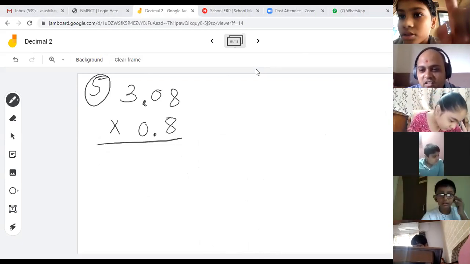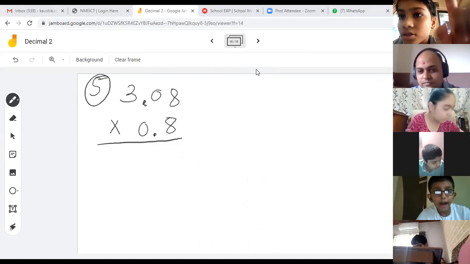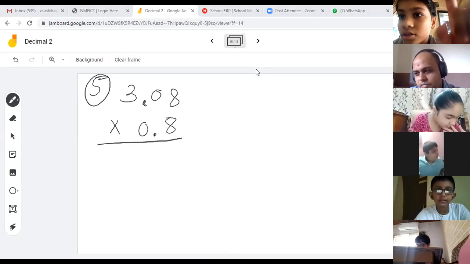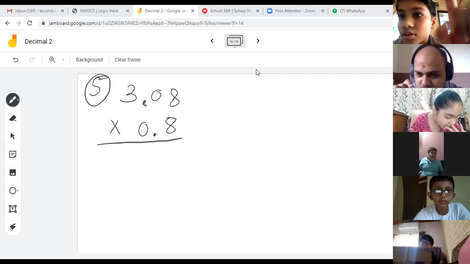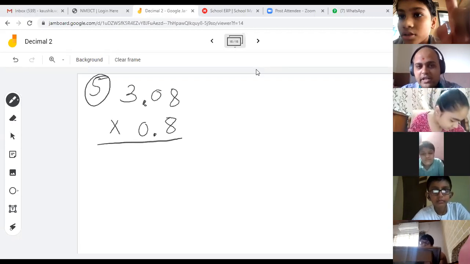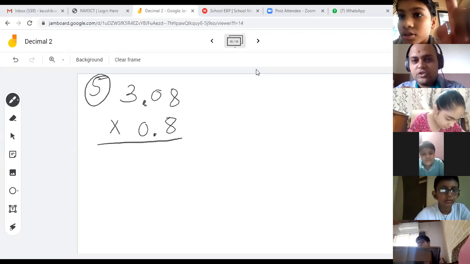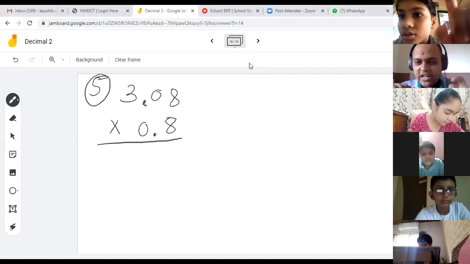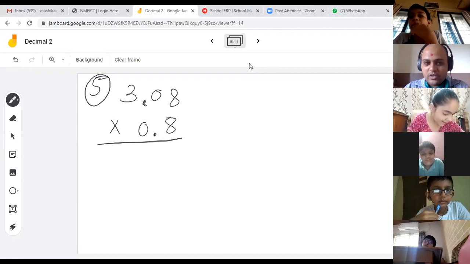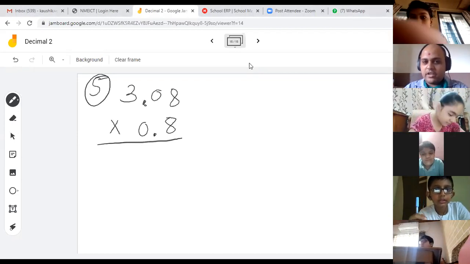Sir, how will we put the point there? You have to see how many digits are there after the decimal point in the problem, right? Here, how many digits are there in this sum? What you see on the screen? 3. So in the answer, whatever the multiplication answer is, you have to put the decimal point before 3 digits from the left.